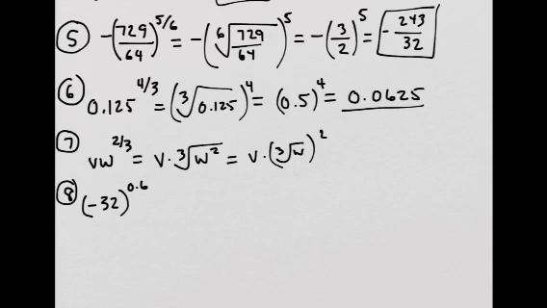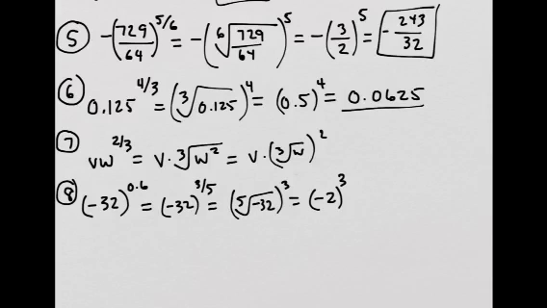Same thing. So number 8, the first thing we're going to do is change the decimal to a fraction so that we can change it to radical expression. So negative 32 to the 0.6. 0.6 is 6 over 10, which reduces to 3 over 5. Okay, so 3 over 5 is 0.6. So then we're going to do the 5th root of negative 32 and then raise that answer to the 3rd power. So the 5th root of negative 32 is negative 2. Okay, and now we're going to raise it to the 3rd power. So it's negative 2 times negative 2 times negative 2. So that's going to give you negative 8.